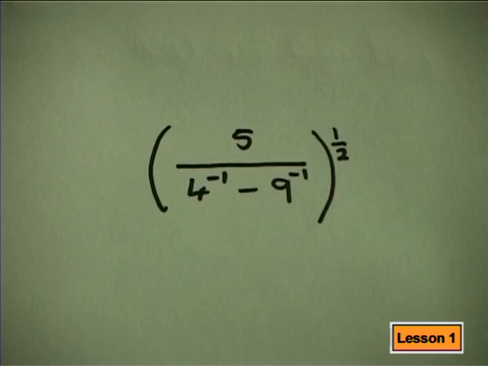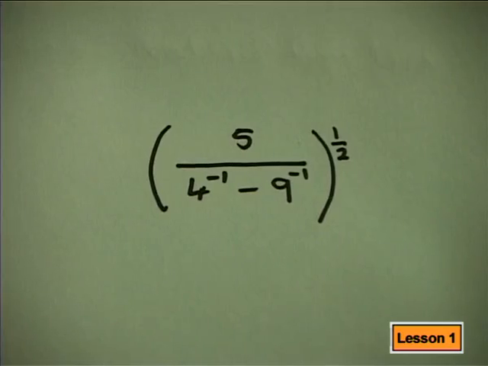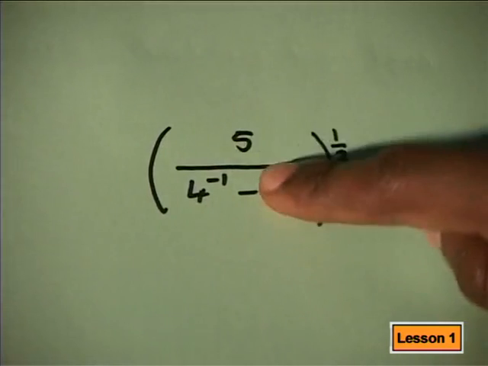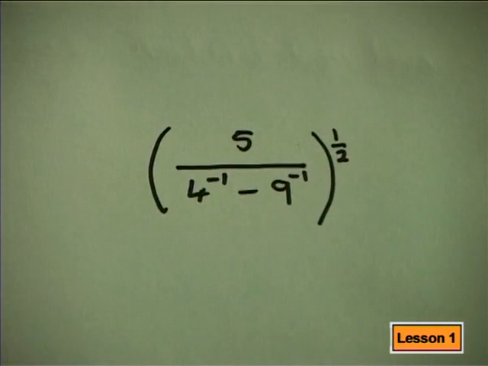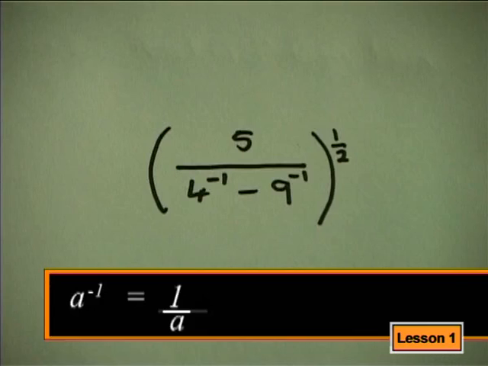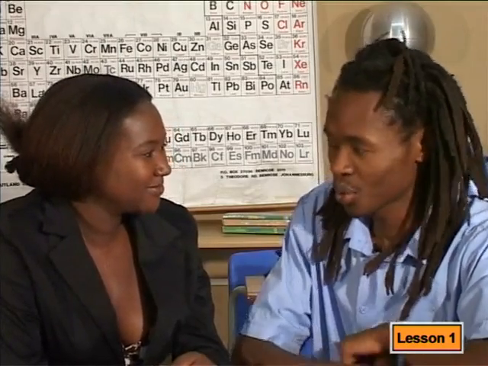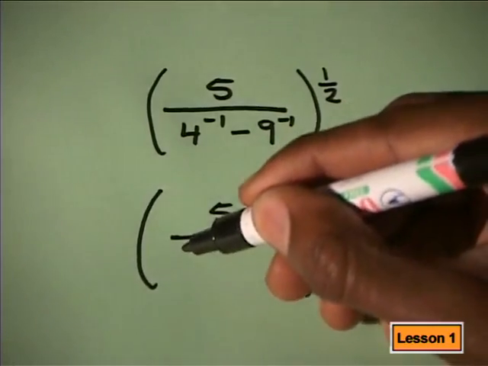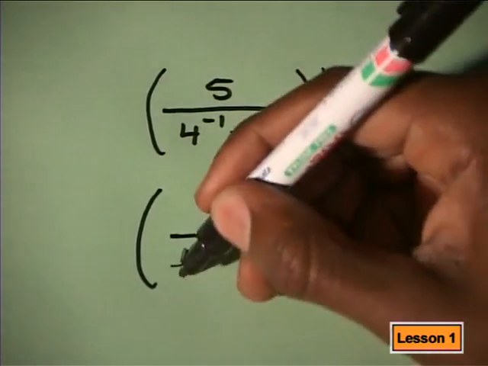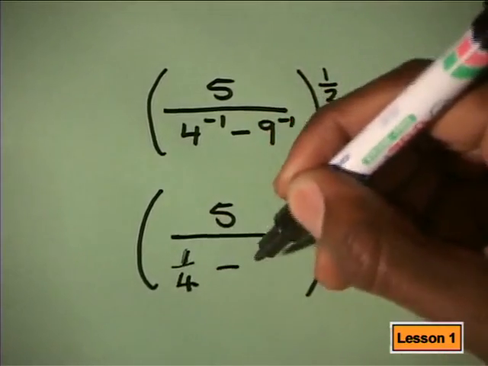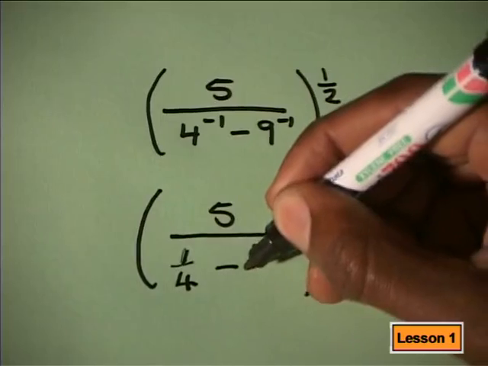Tebogo, what do you think our first step should be? I think we should start by simplifying whatever we can that's inside the bracket. That's a good place to start. And how are you going to do that? The only thing I can see are these bases here that have negative powers. We can simplify them by using one of our laws. The law says that if you have a negative power, you divide 1 by the base, and then you can make the power positive. Well spotted. Can you do that for us? Sure. We can write this 4 to the negative 1 as 1 divided by 4, or a quarter. 9 to the negative 1 is the same as 1 divided by 9.